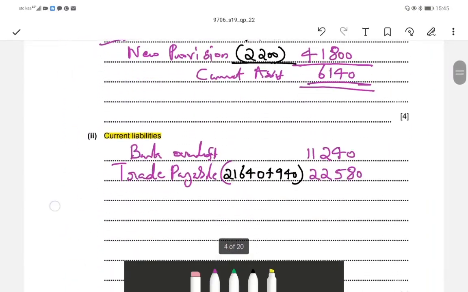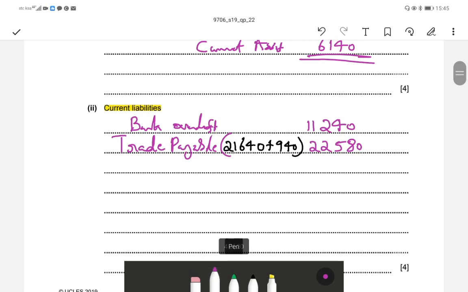So we have to show the loan repayable. Loan, 3% loan repayable.